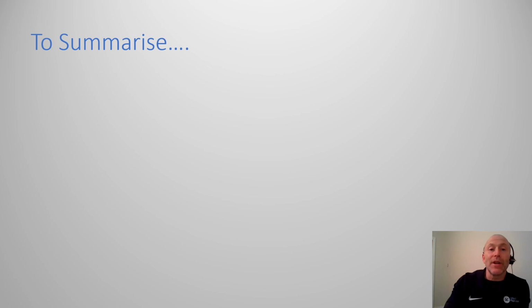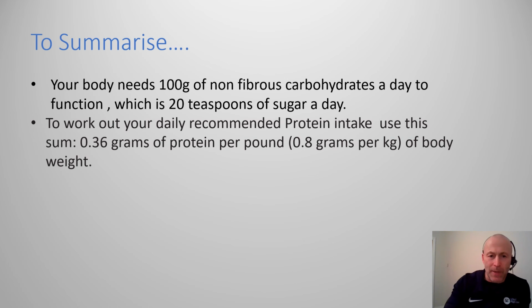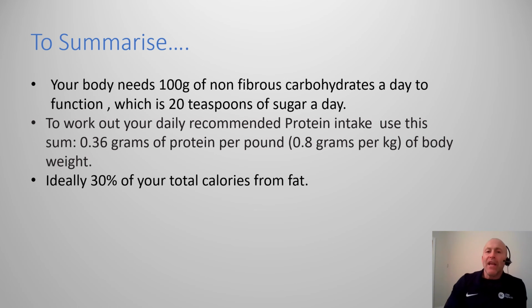Right, so in summary, now we've done all the reading and all the science bit, let's get the slide to where I want it. Your body needs 100 grams of non-fibrous carbohydrates a day to function, which is about 20 teaspoons of sugar. Non-fibrous means oats, pastas, rices. To work out your daily recommended protein intake, use the sum 0.36 grams of protein per pound, which is 0.8 grams per kilo of body weight. And ideally 30% of your total calories from fat.